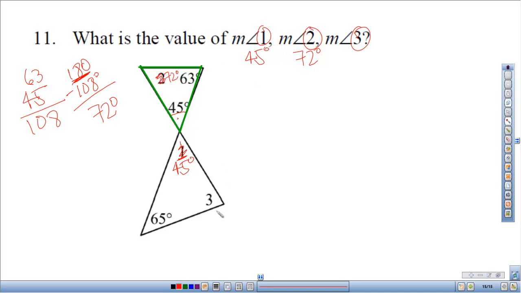All right, and finally for angle 3, well, now that I know this one, I have two of the angles inside this triangle. I can do the same thing. So adding those together, I'm going to get 110 degrees, 45 plus 65. And if I subtract that from 180, I should be left with 70 degrees for that angle 3. Okay, and you just use some of those relationships that we learned back in semester 1.